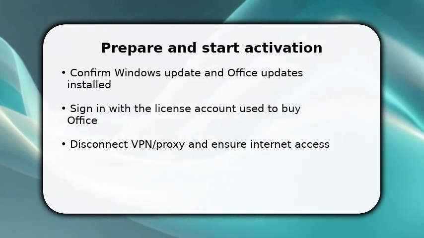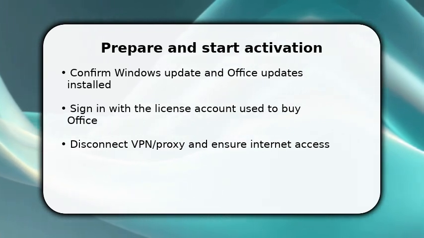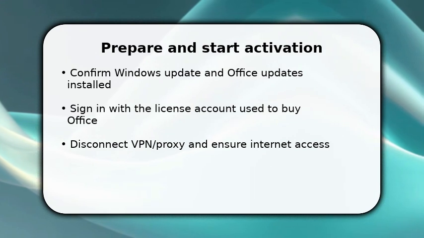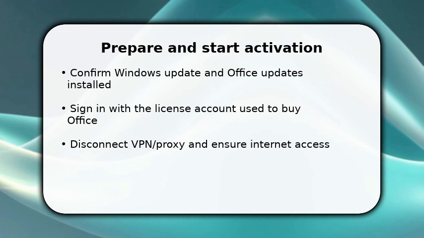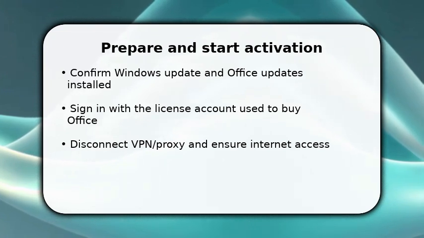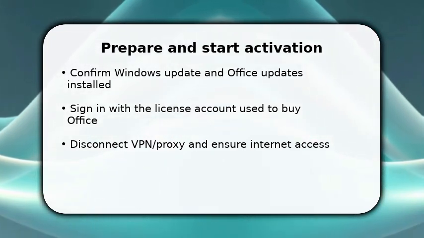Temporarily disconnect VPNs or proxies and plug into a stable internet connection so the service can verify your key. Once done, open any Office app as admin and choose Activate Product. This forces the client to communicate with Microsoft and reveals any immediate error codes to address next.